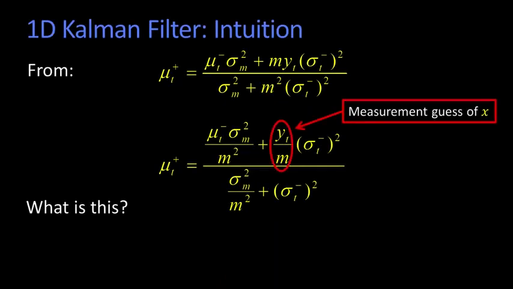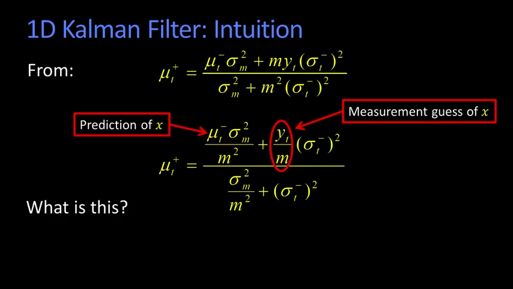I have no idea. Well, yes, you do. Here it is. See this yt over m? Remember, y, the measurement, was just m times x. So yt over m, that's the measurement's guess of what x is. If you were looking just at the measurement, that's its guess. Now, mu t minus, what's that? That was our prediction. That's the mean, our best guess as to what x actually is at time t.